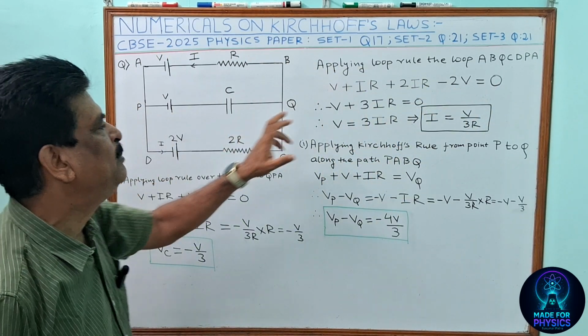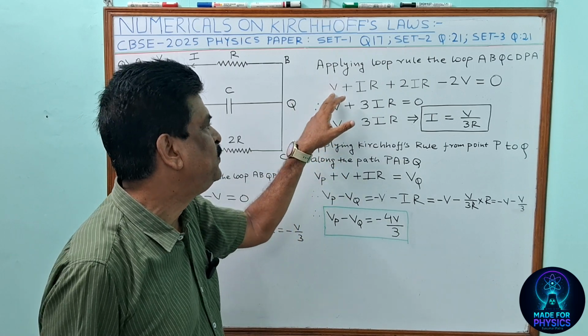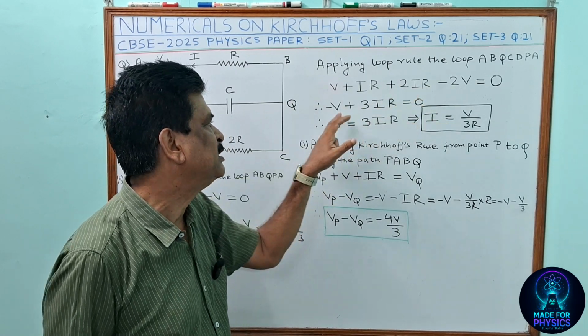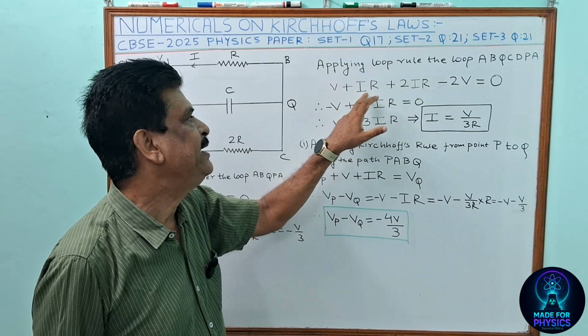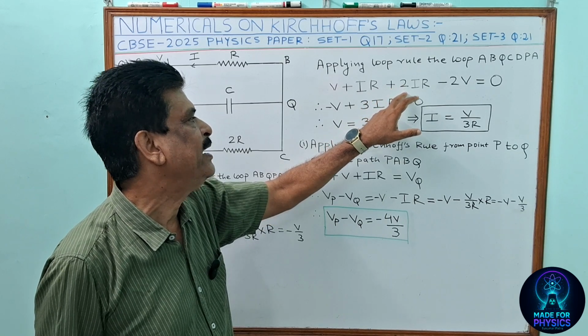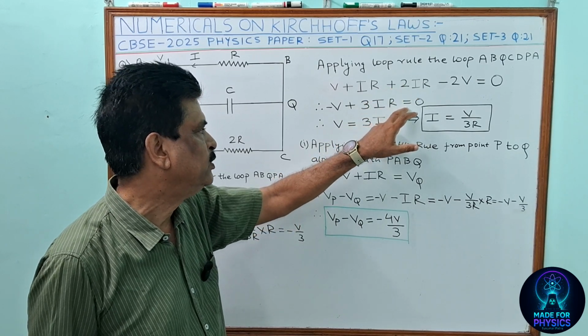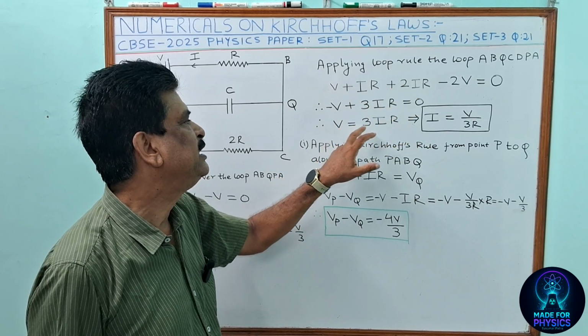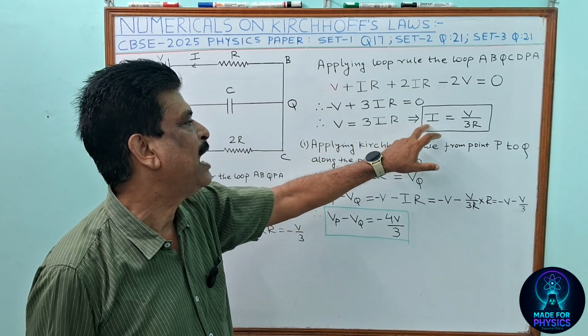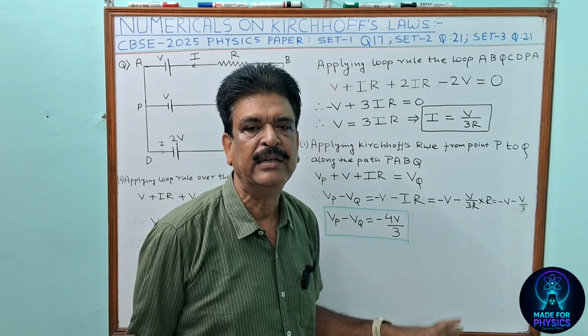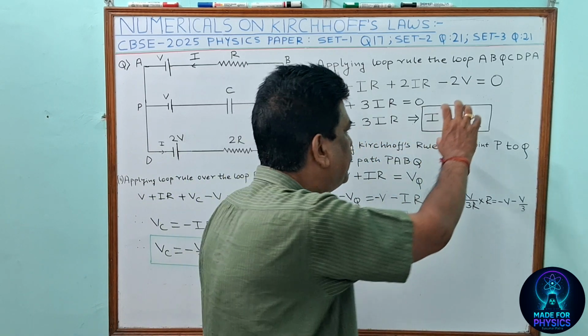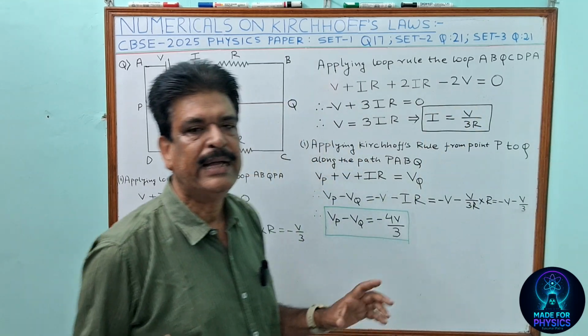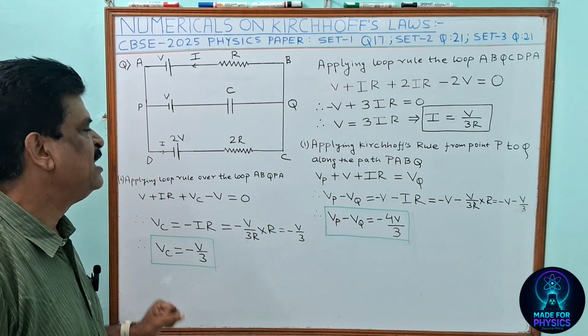Now this can be simplified further. This is V and this is minus 2V becomes minus V. This is IR. This is plus 2IR becomes 3IR, equal to 0. Therefore V becomes equal to 3IR and therefore I is equal to V by 3R. So ये हमारा करंट का वैल्यू हुआ in terms of V and R.